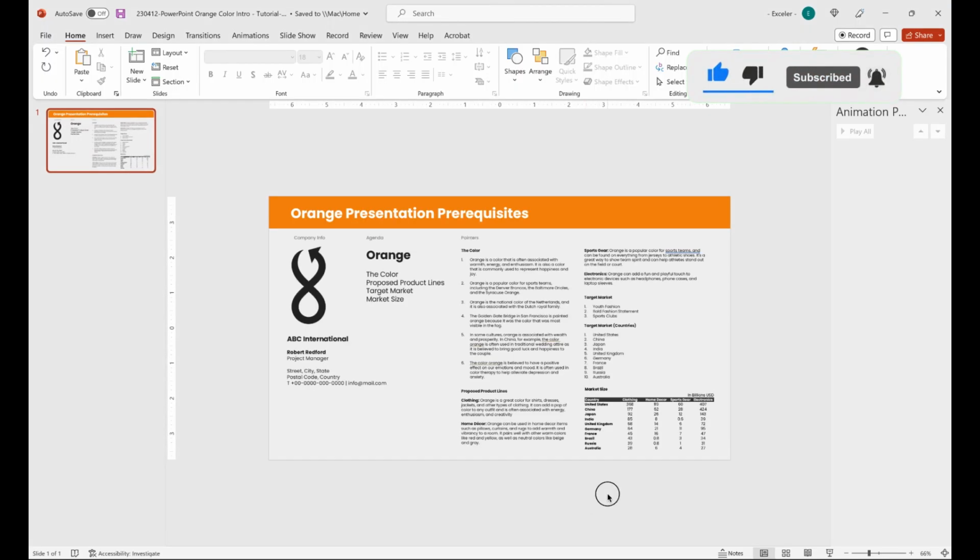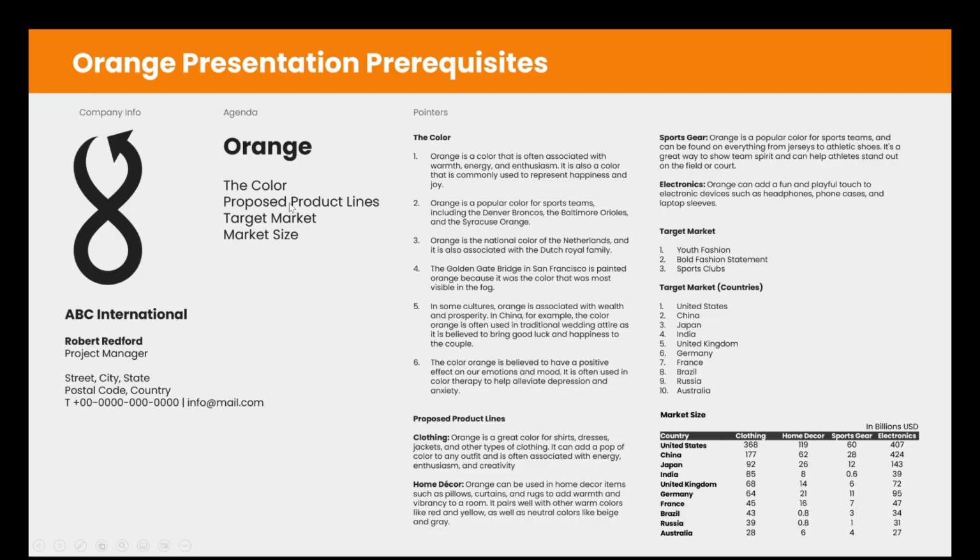Open PowerPoint. I have made some prerequisite slides for you. This prerequisite slide contains information about who is presenting it, like Mr. Robert Redford from ABC International. Some agenda of that meeting, like he's presenting a new business idea in front of his bosses. Maybe it's an orange logo or something like that. So he will describe something about the color, why we're choosing this color name, and he will propose some product lines. Maybe he will propose some target market. And these are some pointers.